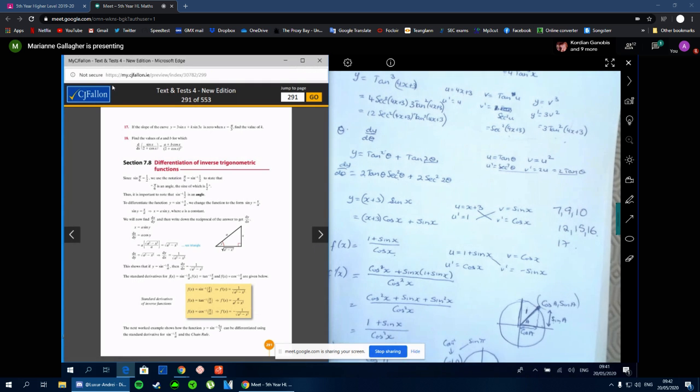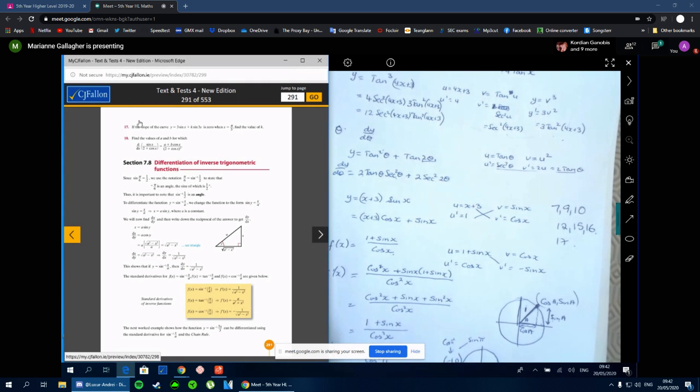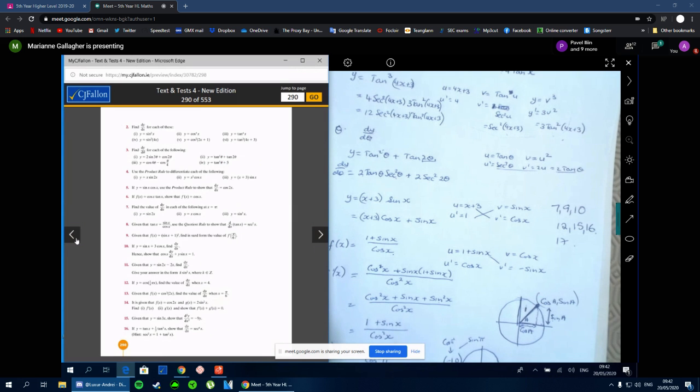Okay, and look at 17, the slope of the curve. What's the slope of the curve? It's dy dx. So you work out dy dx, you sub in pi over 3 and you let it equal to 0, and then you find your value of k. So in all of these questions, you're just getting dy dx, and then you may or may not have to sub something in to work it out, okay?